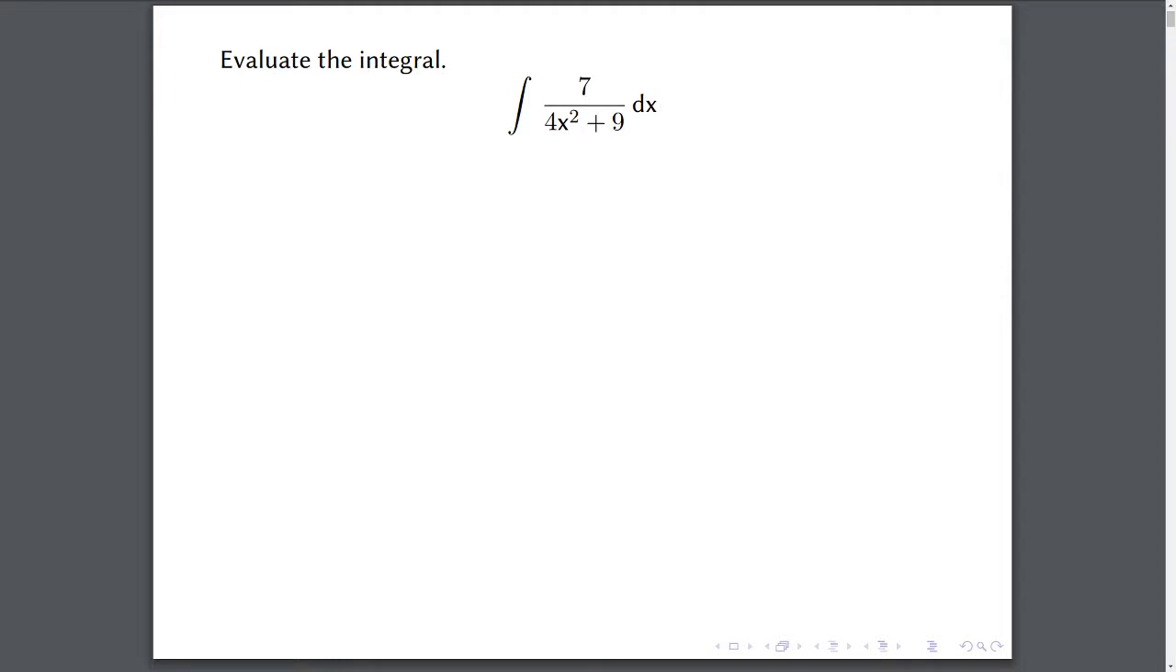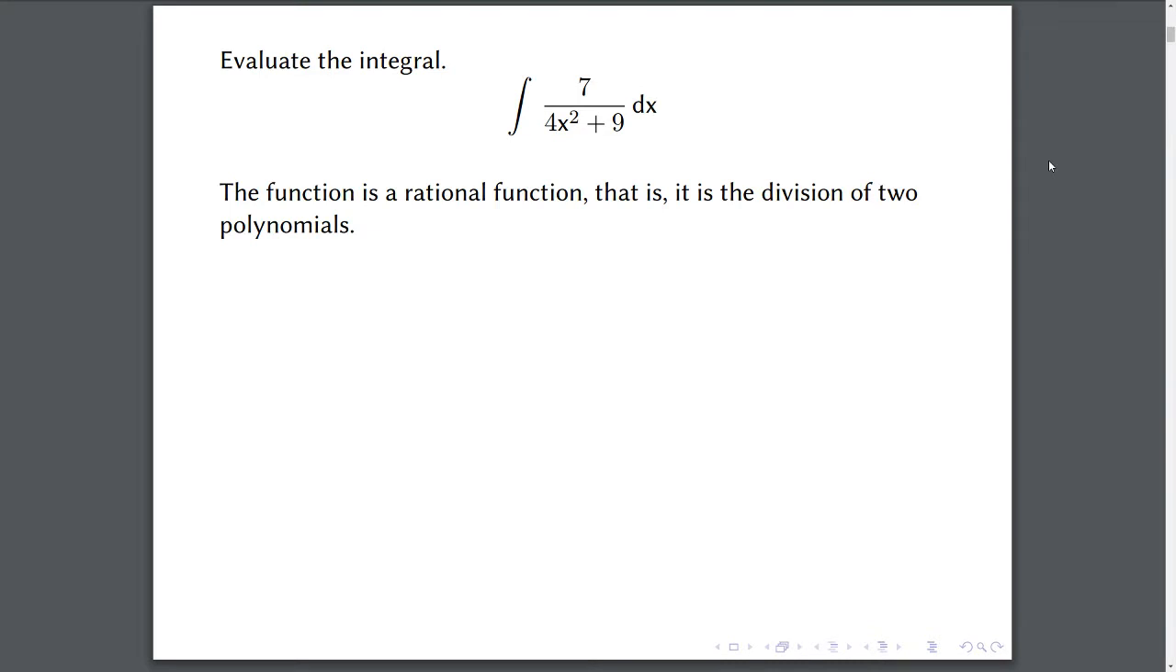In this video, we're going to talk about an indefinite integral that we want to evaluate: the integral of 7 divided by the function 4x squared plus 9. First off, it's a good idea to know what type of function you're trying to integrate. This is a rational function. It's a polynomial divided by another polynomial, and that's called a rational function.